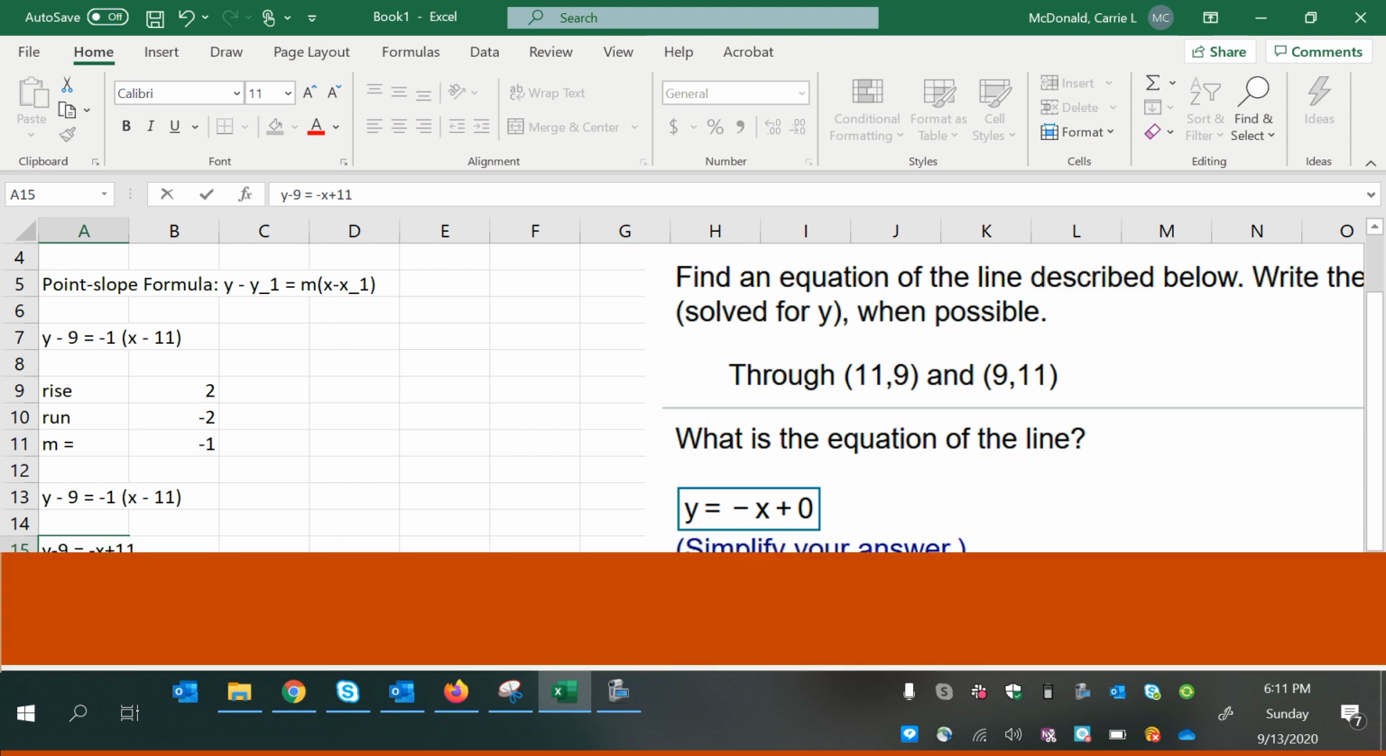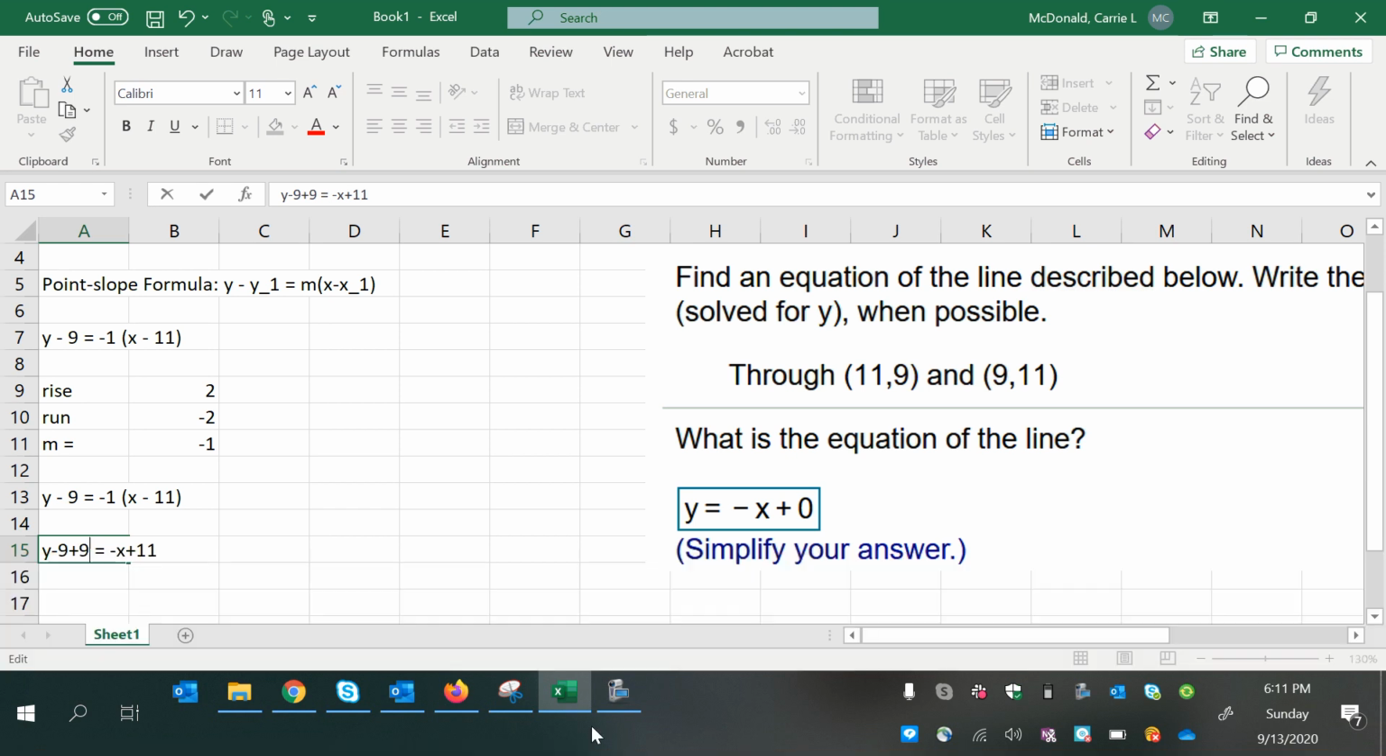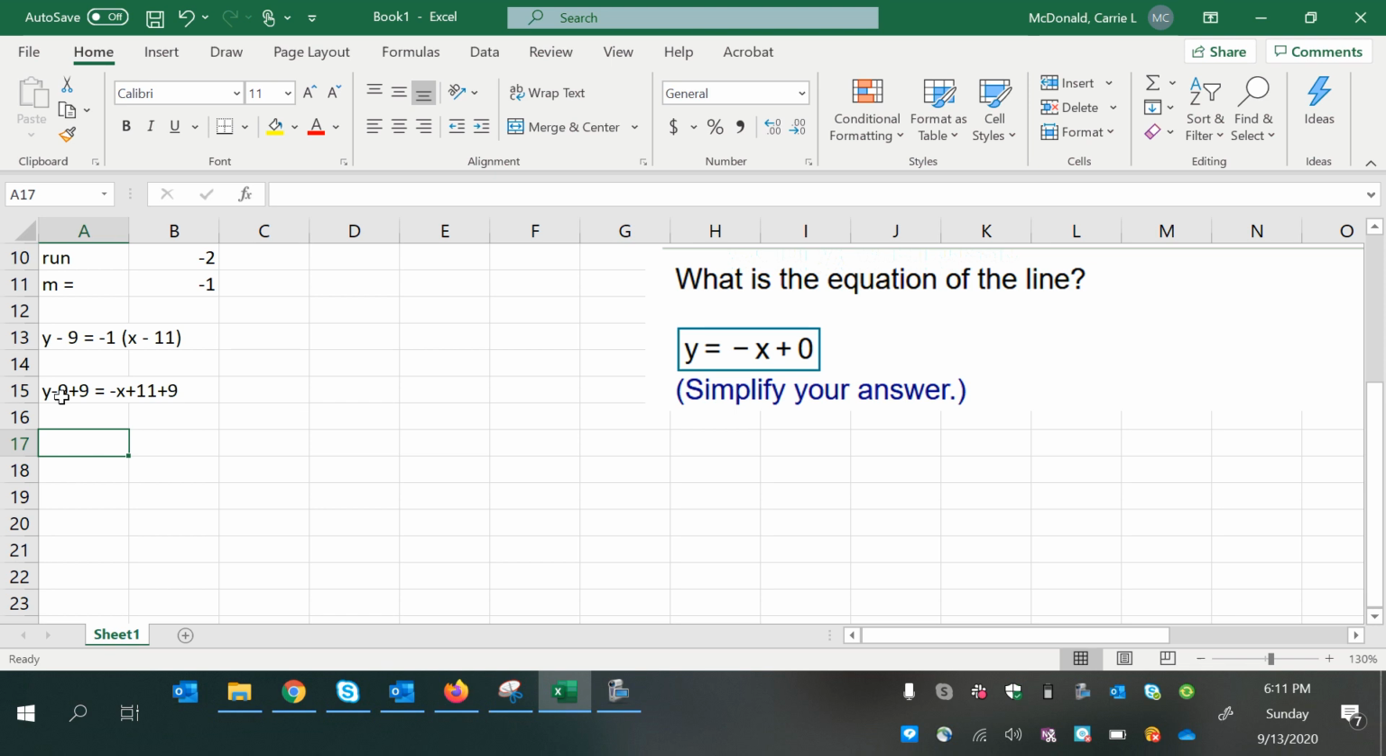Now all we have to do is add 9 to both sides. And so that zeroes out. Negative 9 plus 9 is 0, and y plus 0 is just y. So now we have y all by itself on one side of the equation, and then we have negative x plus 11 plus 9 is 20, plus 20. Okay, so that would be the answer to the question.